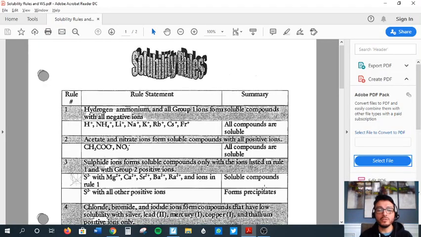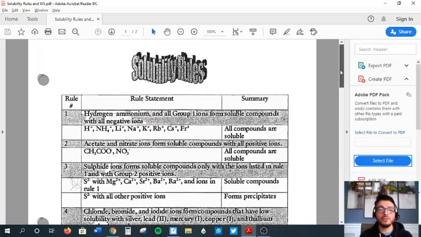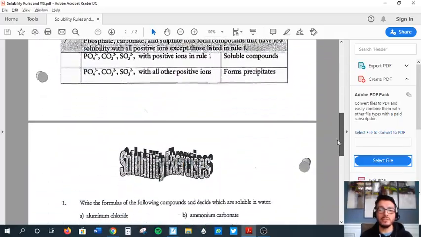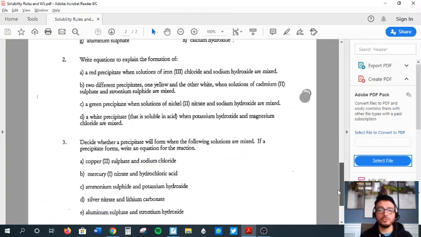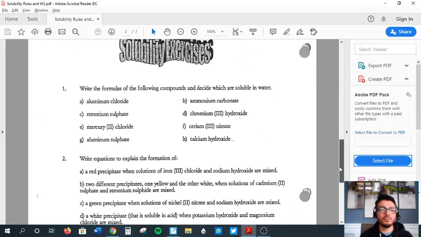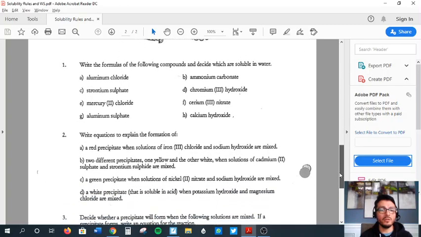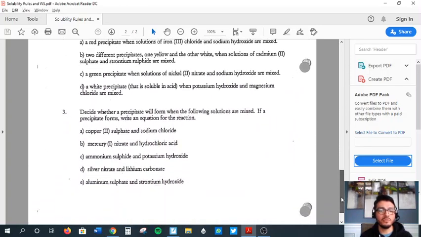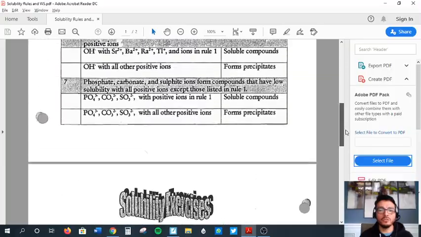Okay, so this is how the worksheet looks online. It's a PDF file in our Google Classroom. So here are the solubility rules. I will make reference to this throughout this video, and here are your questions. Now I'm not going to do every question, but I do want to do maybe one or two from each of these sections. So we'll do one or two from one, one or two from two, and one or two from three. And that hopefully should be enough.